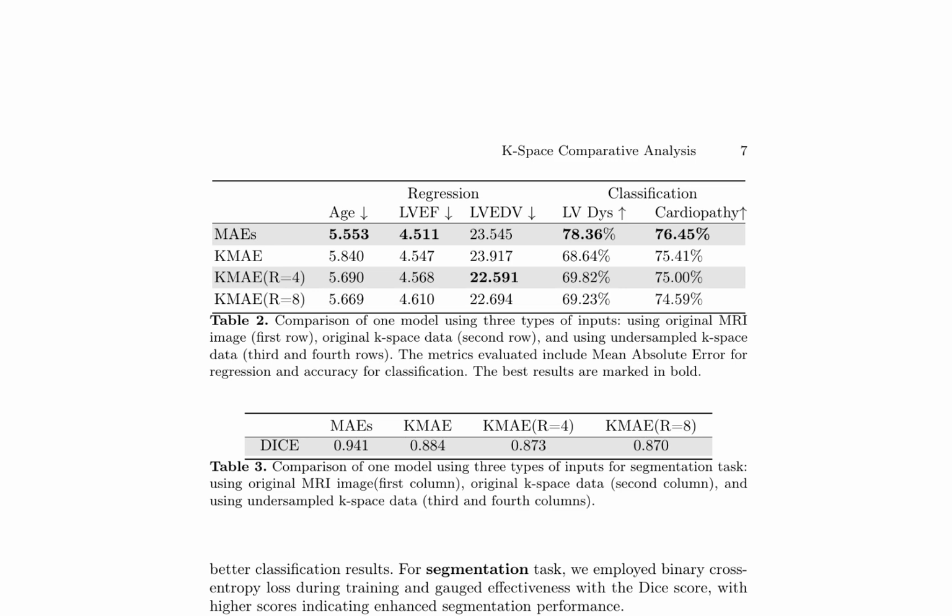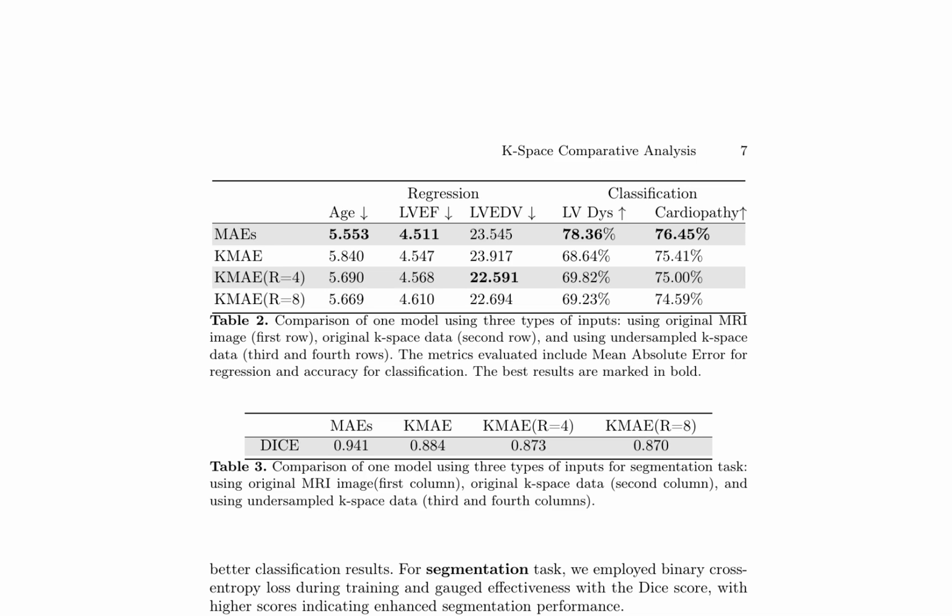field. The KMAE model outperforms ResNet in regression tasks, showcasing lower mean absolute error (MAE) values for variables like age, left ventricular ejection fraction (LVEF), and left ventricular end diastolic volume, LVEDV. For classification tasks, KMAE achieves higher accuracy than ResNet, regardless of the K-space data sampling rate.